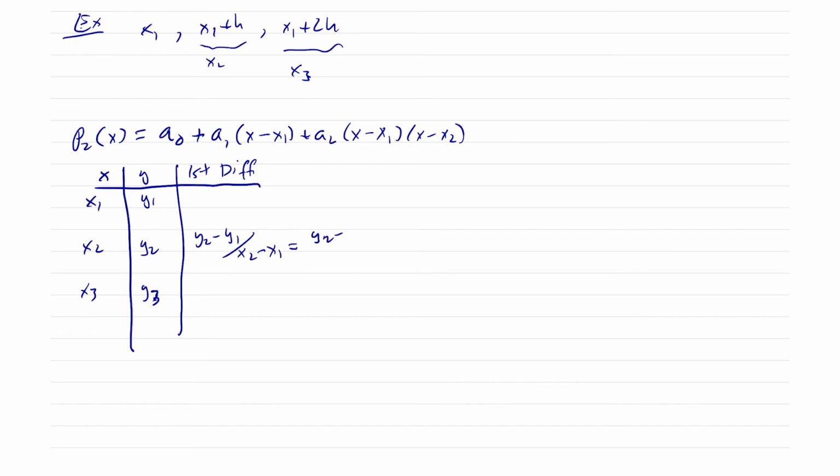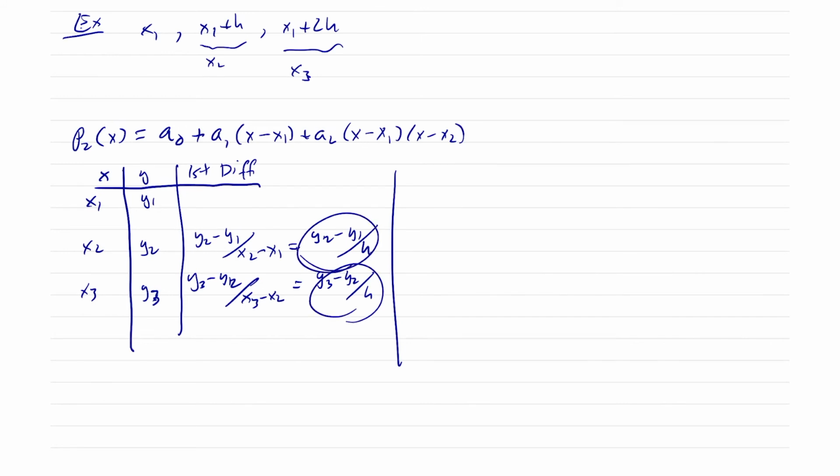And so y2 minus y1 divided by x2 minus x1 is just going to be h. Okay? And now in the next bit, it's going to be y3 minus y2, the difference of these two guys, and then it's going to be x3 minus x2. And what does that give me? It gives me y3 minus y2 divided by h again. Okay.